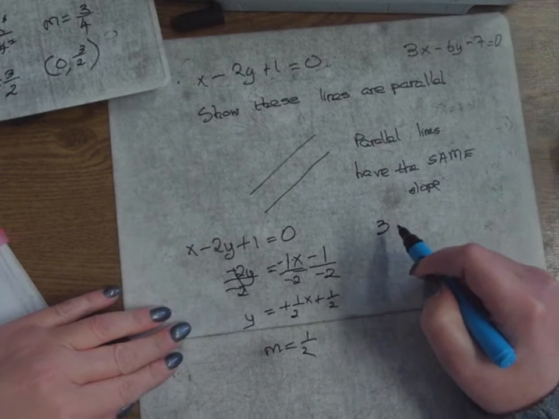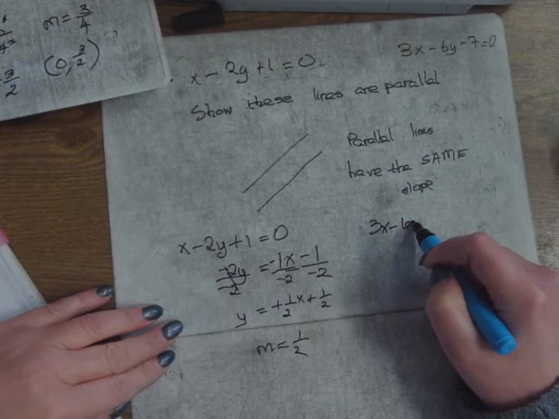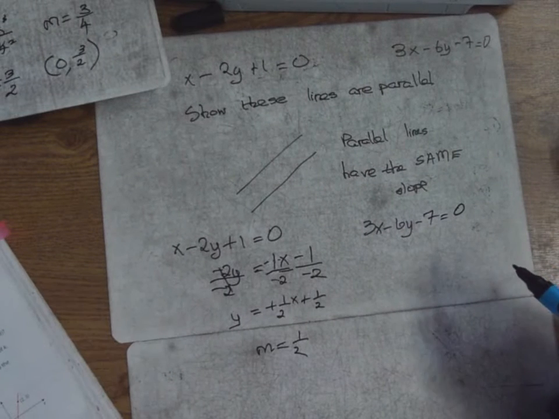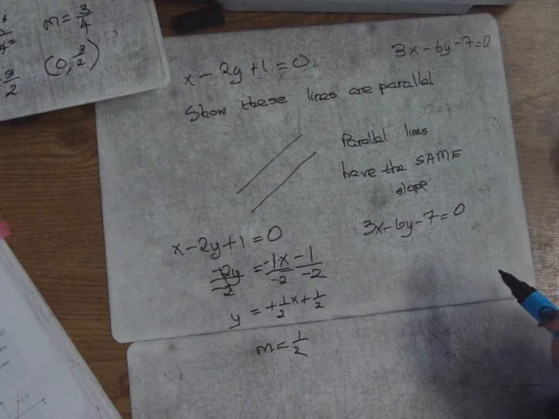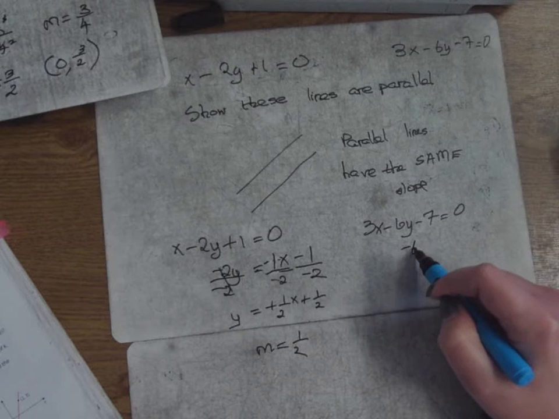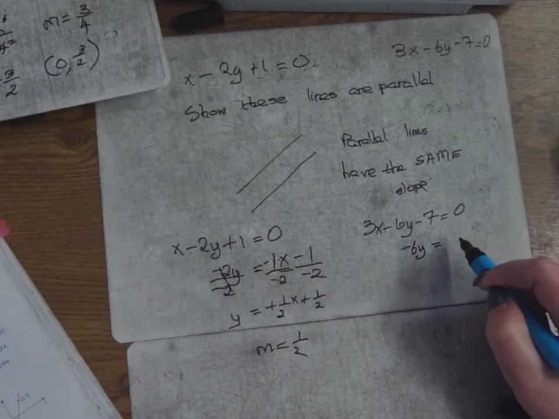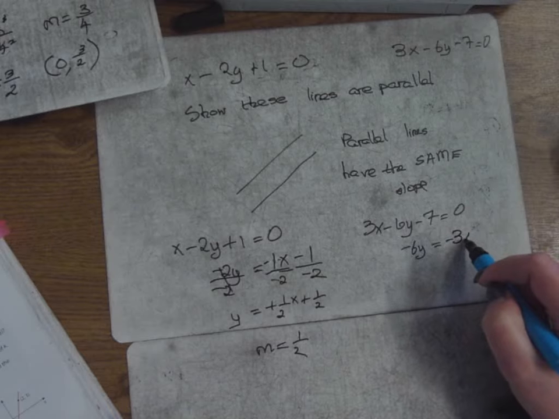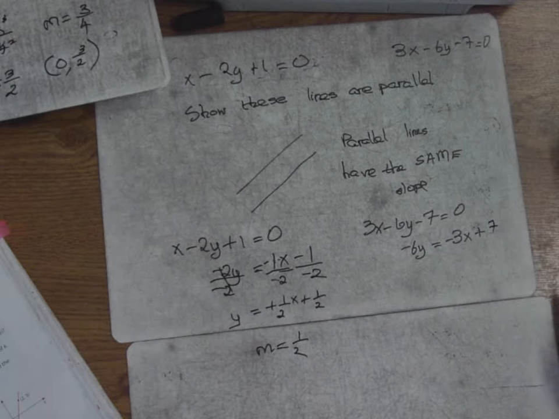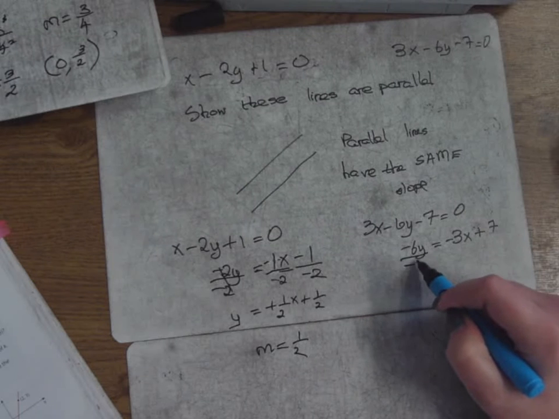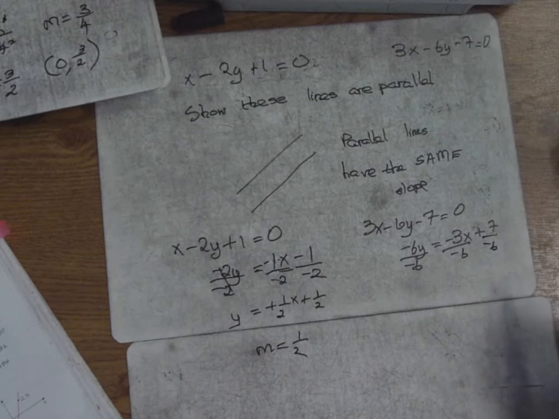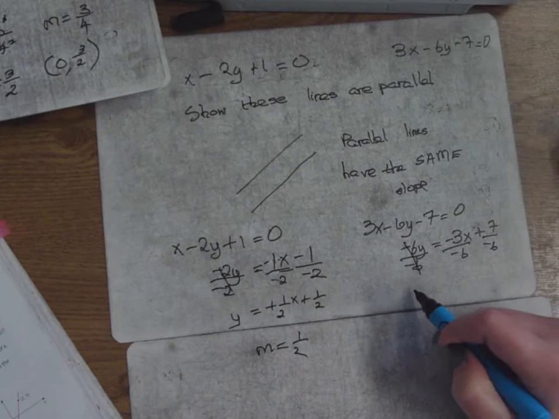So, the other line is 3x minus 6y minus 7 equals 0. Isn't that right? Okay. So, I need to rearrange it. Minus 6y equals minus 3x plus 7. Isn't that right? Now, what do I do? Divide everything by minus 6. So, divide minus 6, minus 6, minus 6. Agreed? So, they cancel and you end up with y.